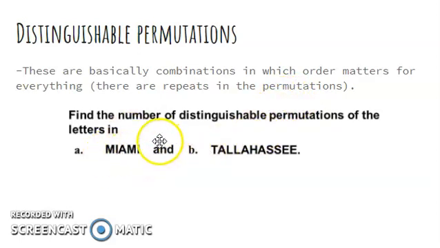So for example, we have the word Miami. Now, how many ways can we arrange the letters in this word? Order matters here, but we realize that we have some repeating letters such as M and I. So how are we going to find out the total number of ways we can arrange this?